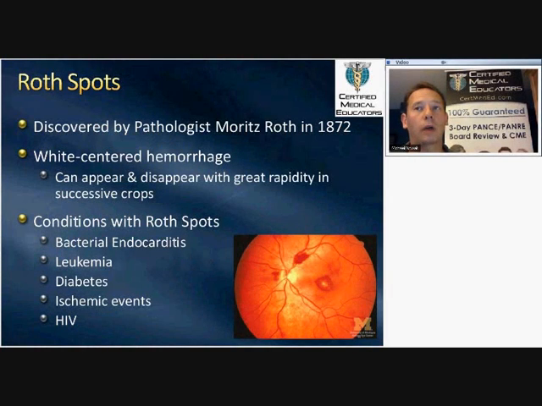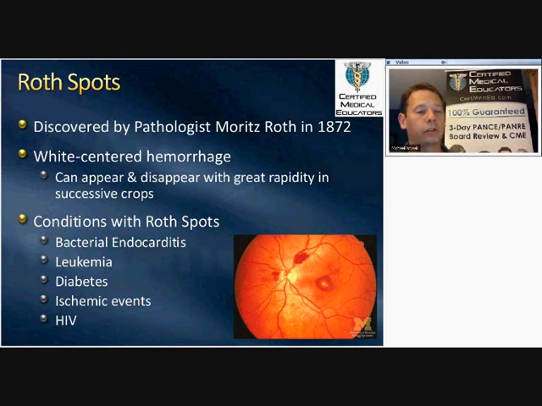These Roth spots were actually discovered in about 1872, but Dr. Roth was not given credit for it until about 10 years later. And these are white-centered hemorrhages. Basically, they're flame hemorrhages around these areas in the center that are clear.